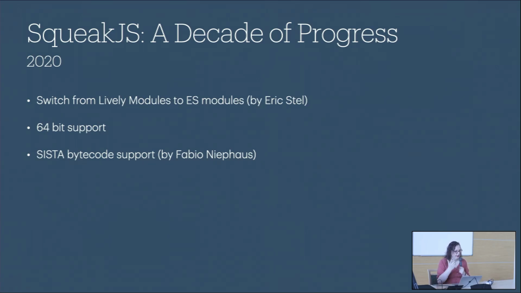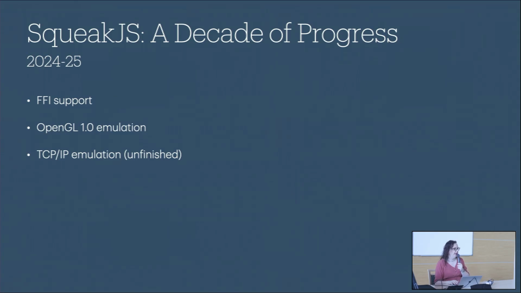In 2020, Eric helped moving from the old Lively module system to the modern JavaScript ES module system. I added 64-bit support, so it's actually loading 64-bit images because everyone nowadays uses 64-bit images, right? And it gets converted on the fly to 32 bits. So the actual virtual machine is still 32 bits. And the same thing with the Sista bytecode. So because a lot of images now use that, we had to support it. So I'm trying to keep SqueakJS as compatible as possible.